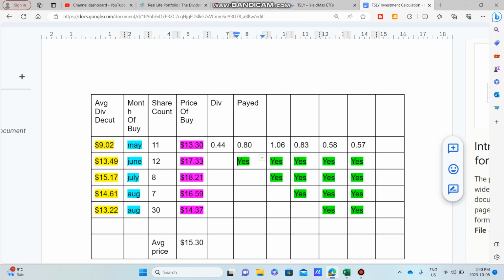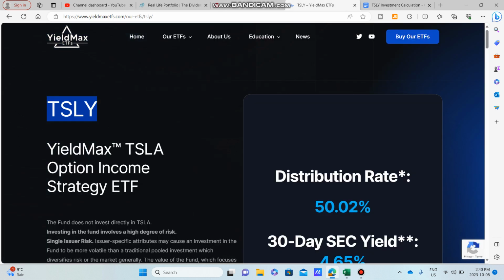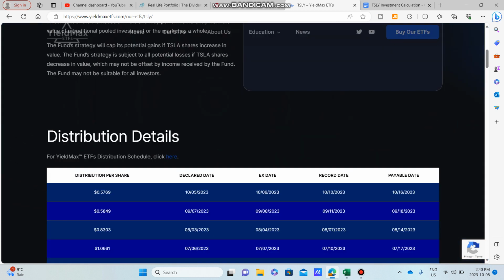I received these dividends, looking right here where it says yes, and my average price with the dividends taken out is $13.49. So as you can see, even though I bought when it was at $17.33, because of all the dividends that I've been receiving from TSLY, their distributions kind of shown way down here.